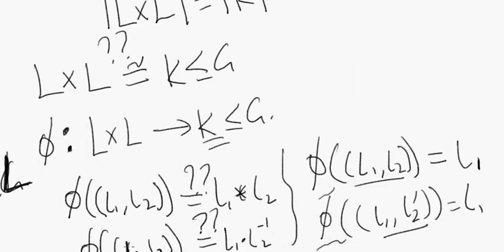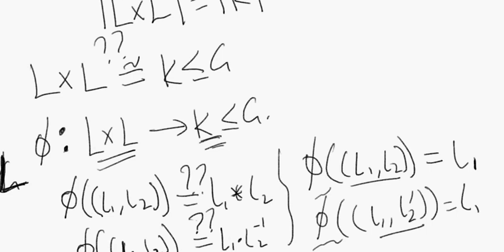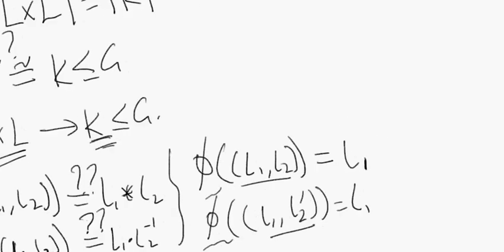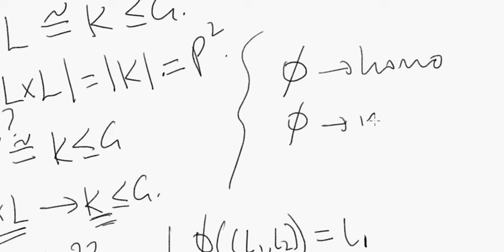Okay. So we found ourselves a homomorphism, but that's not enough, is it? Didn't we need to prove that there is actually an isomorphism, right? So not just a homomorphism, but an isomorphism from L cross L to some subgroup K of G. So at least we know that phi is a homomorphism, but is it injective? Let's check that. Is phi injective?